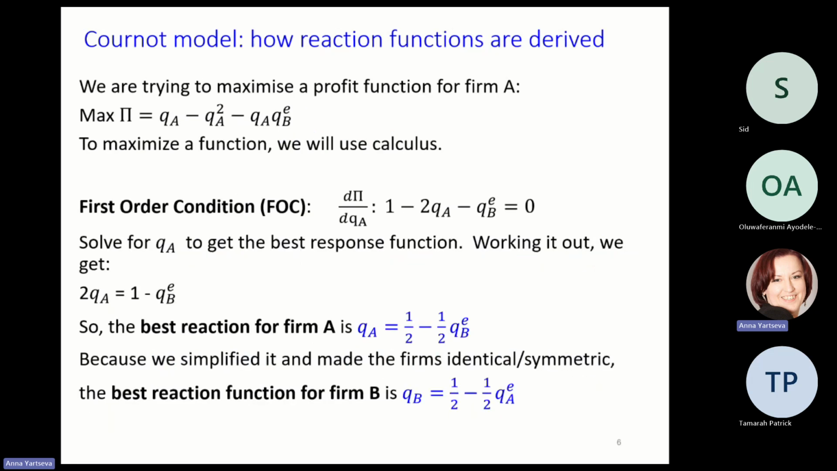Both companies are facing absolutely the same scenario. Both will be dealing with the same problem. We don't know what QB is going to be, but we'll try to do our best given our certain expectations.